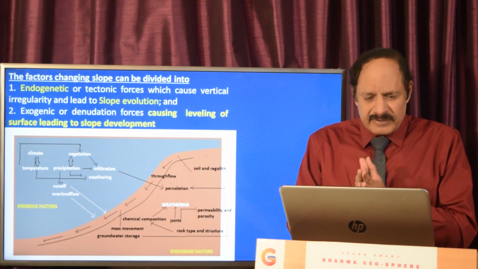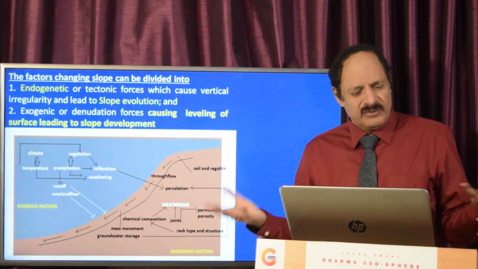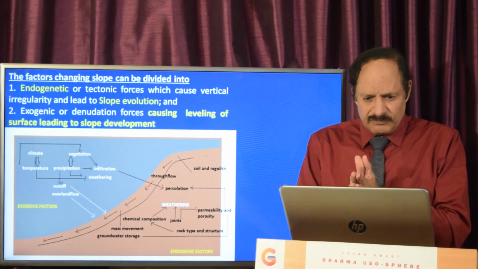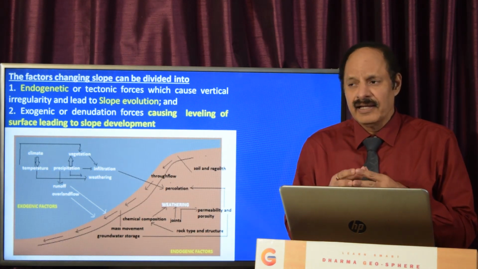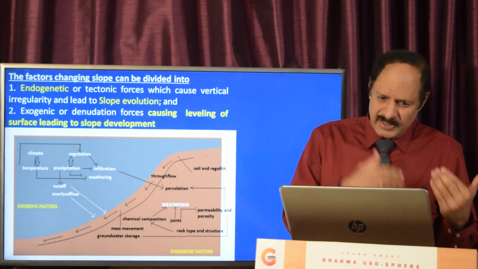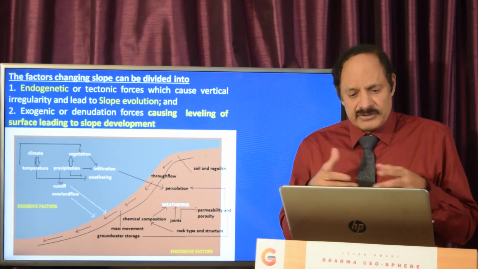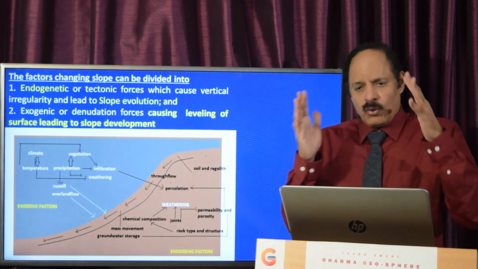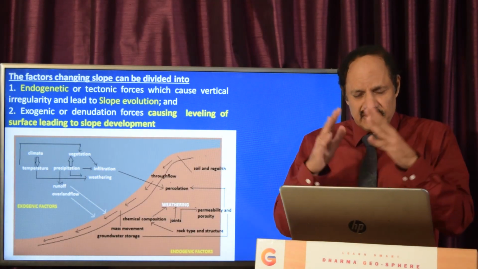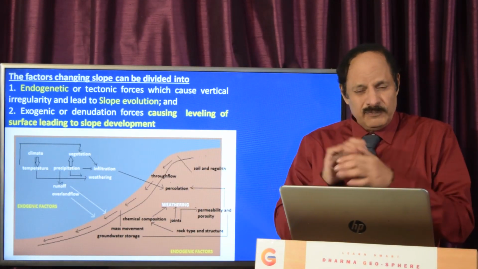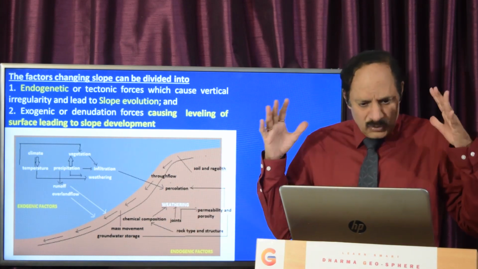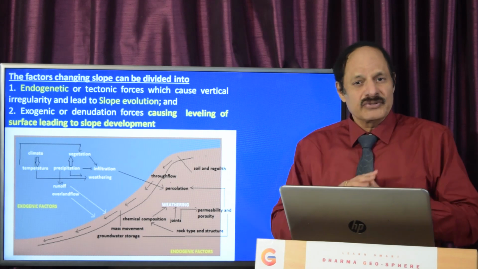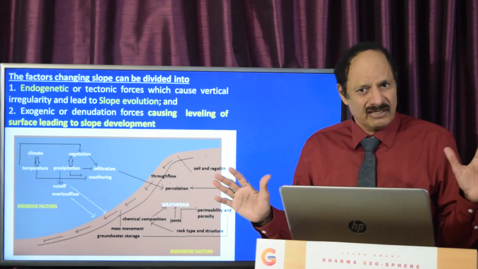So coming to the factors changing slope, which can be divided into endogenic and exogenic. Endogenic are the tectonic forces which cause vertical irregularity and lead to slope evolution, whereas the exogenic or denudation forces cause leveling of the surface, leading to slope development. So as far as the UPSC syllabus is concerned, the topic given is slope development, so only exogenic or denudation forces we have to understand. Slope evolution is not part of the syllabus, so don't get confused there.